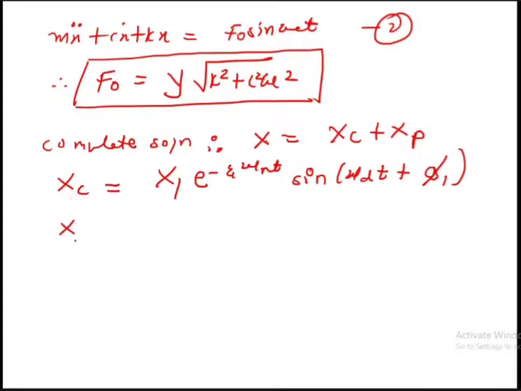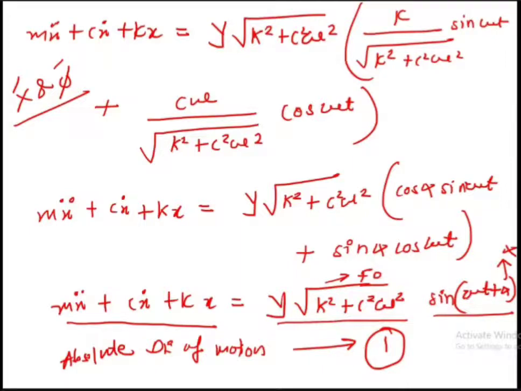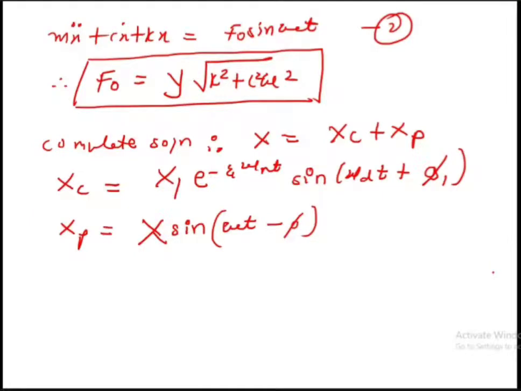And similarly xp. What is xp? xp is the particular integral. What particular integral have we assumed? We assumed the particular integral as X sin of omega t minus phi. But for this case, it is not sin omega t, but sin of omega t plus alpha. So obviously we have to change this particular integral. So here it will become, erase this.